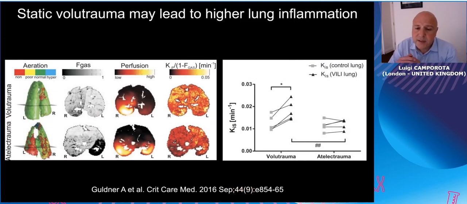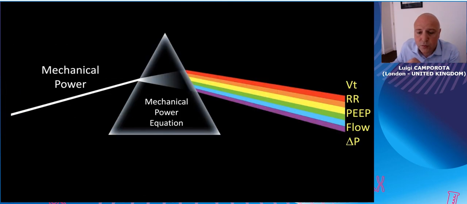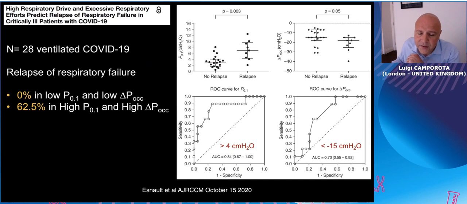Because if we don't do these tests and we apply high recruitment maneuvers and high PEEP, then the volume trauma that is generated by inflating the lung with PEEP will increase the inflammation and therefore the volume trauma, the static volume trauma.